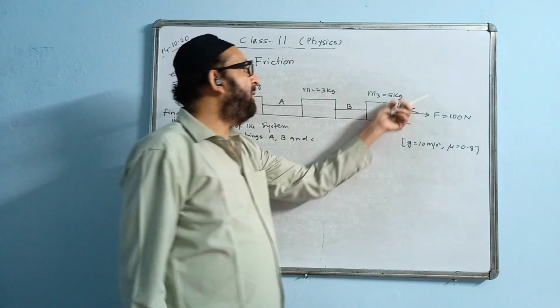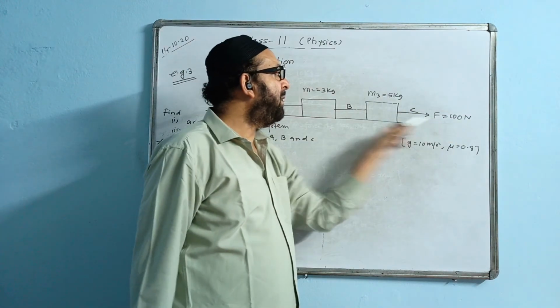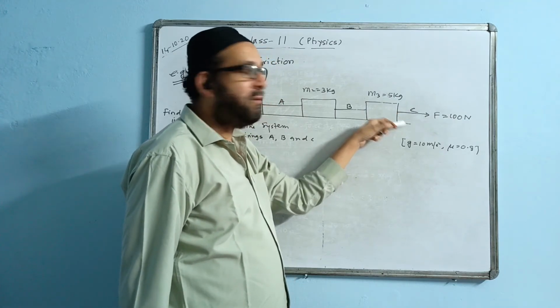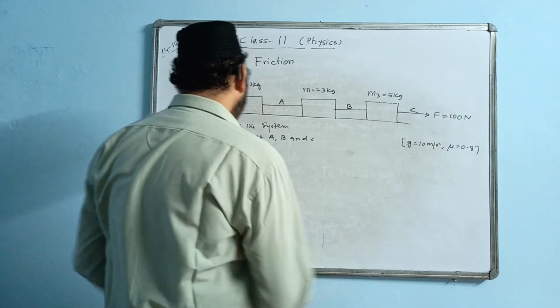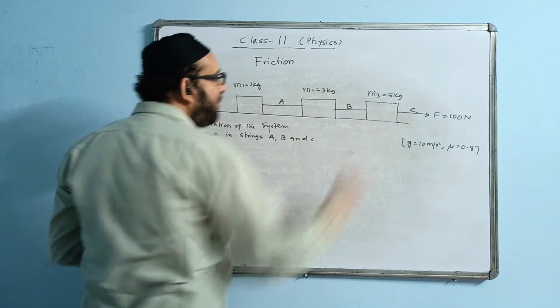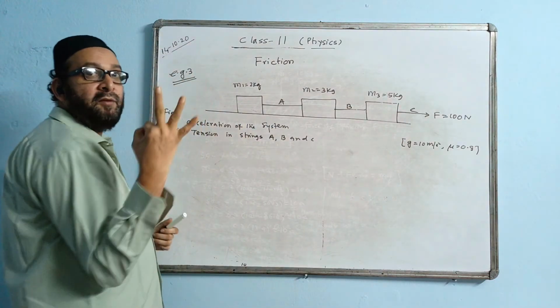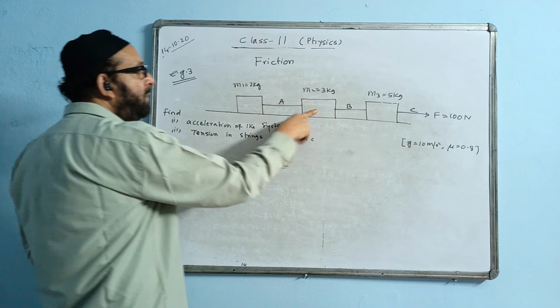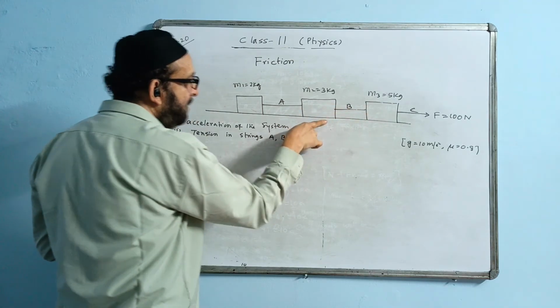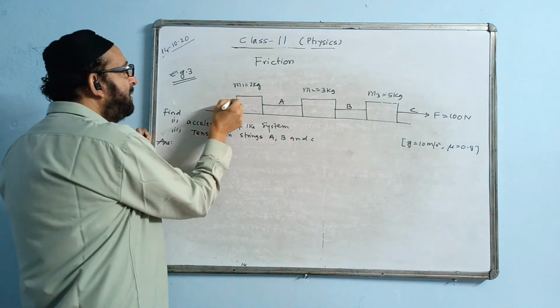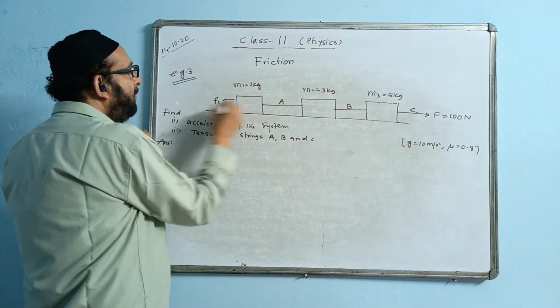What force? This force is given directly, horizontal and parallel to the surface, not at some angle. 100 Newton will be pulling all the three blocks, but friction will be there. There will be three frictions: friction between this and this, and so on. Let us mark the friction of this one as F1.